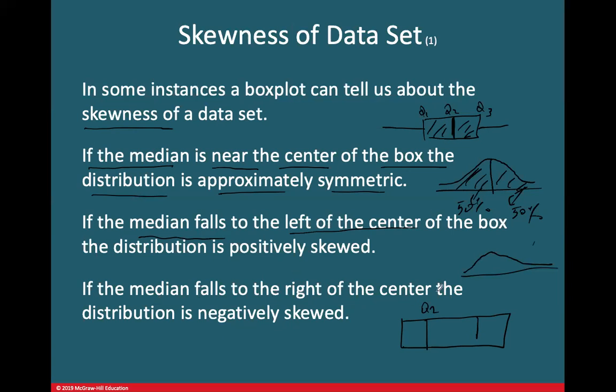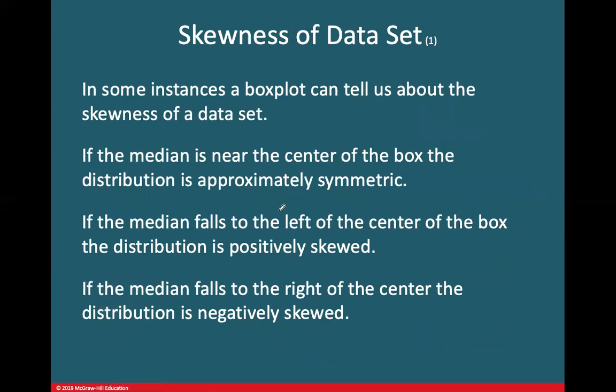And if the median falls to the right of the center, if the median is somewhere here, then it is negatively skewed. Simply, I want you to keep in your mind: if the median is near the center or at the center, we call it approximately symmetric distribution. If the median is on the left, we call it positive. If the median is on the right, we call it negative.